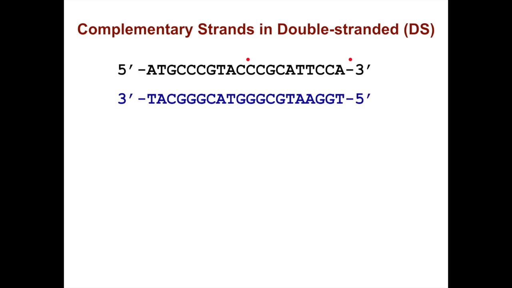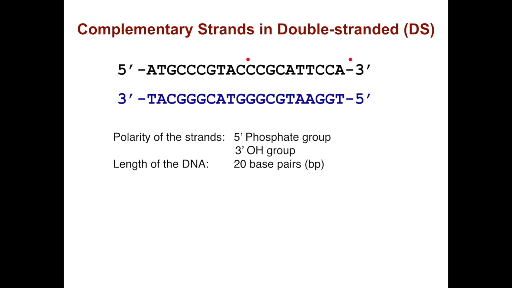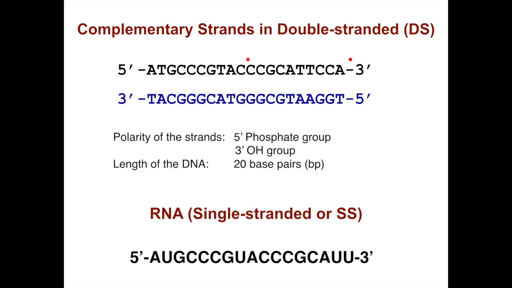Here's an example of two complementary strands of double-stranded DNA. You see the 5 to 3 orientation that both strands have, and they're in an anti-parallel orientation. So the polarity of the strands is determined, in a sense, by the 5' phosphate group and the 3' OH group. The length of the DNA shown here is 20 base pairs. The RNA that it would encode would be this. And you can see that the A's and G's and C's are all the same, but the T's are uracil in RNA.